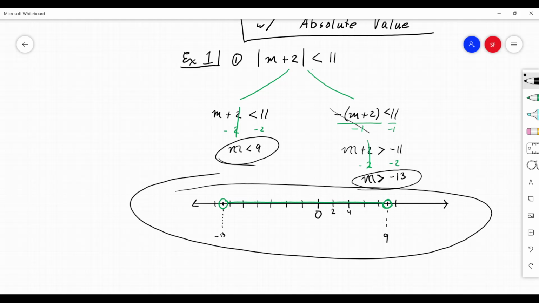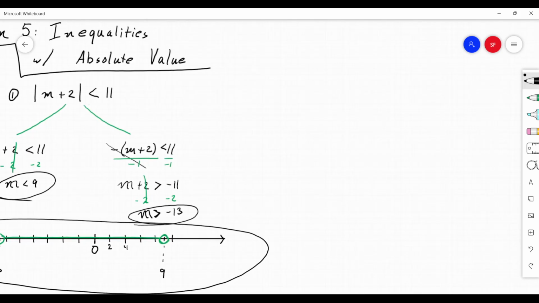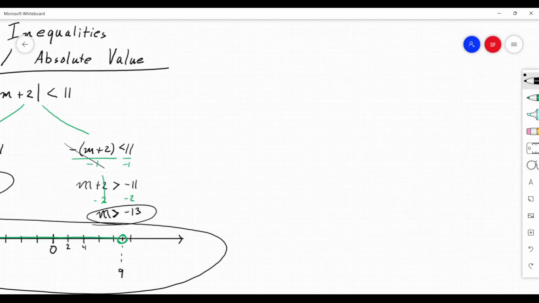Right? Easy peasy lemon squeezy. Let's do a couple of GPs.